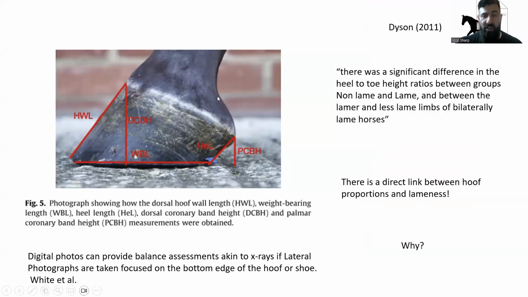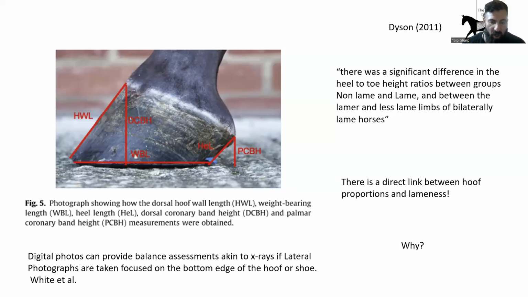Why is hoof balance important? Well, hoof balance and specific parameters of hoof balance have been shown to be linked to lameness. Dyson 2011 used digital photography to assess the external reference points of the hoof and found a significant difference in the heel to toe height ratios between groups of non-lame and lame horses, and between the lamer and less lame limbs of bilaterally lame horses.